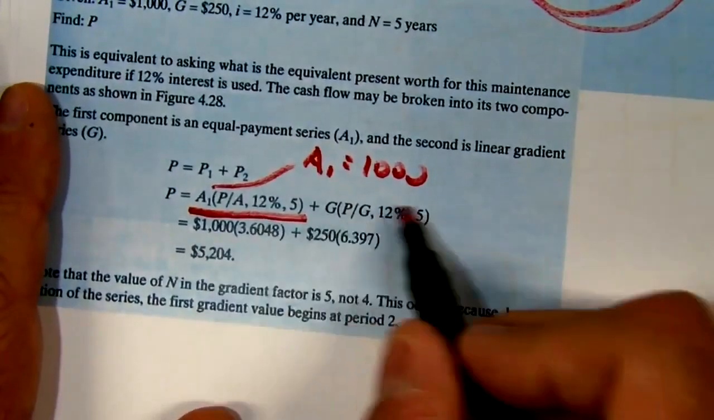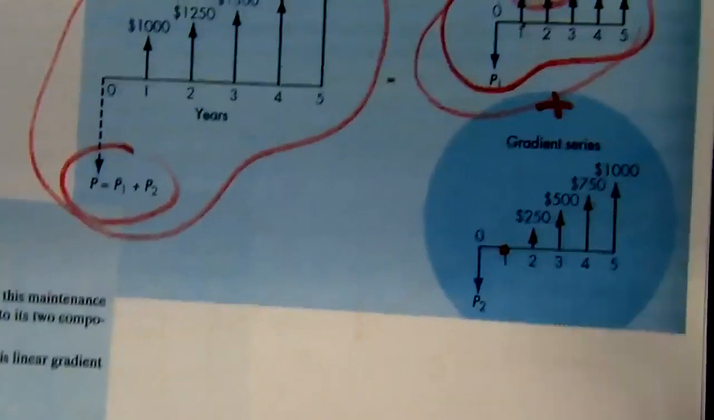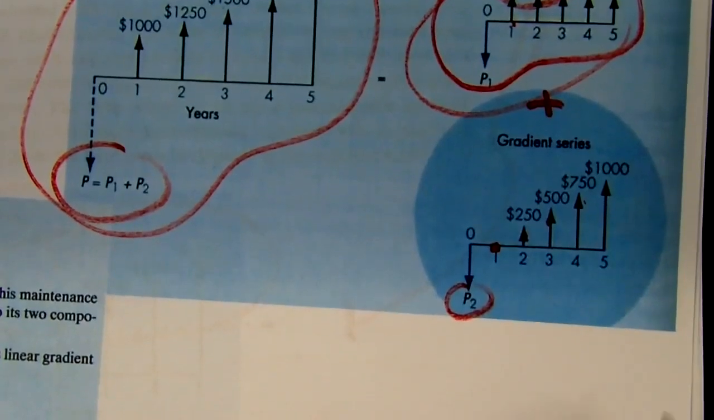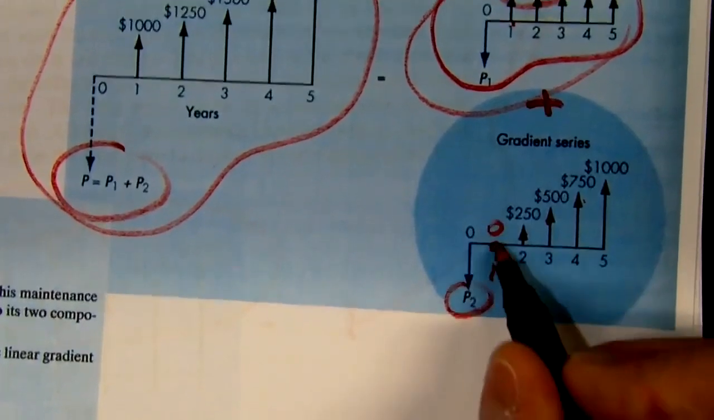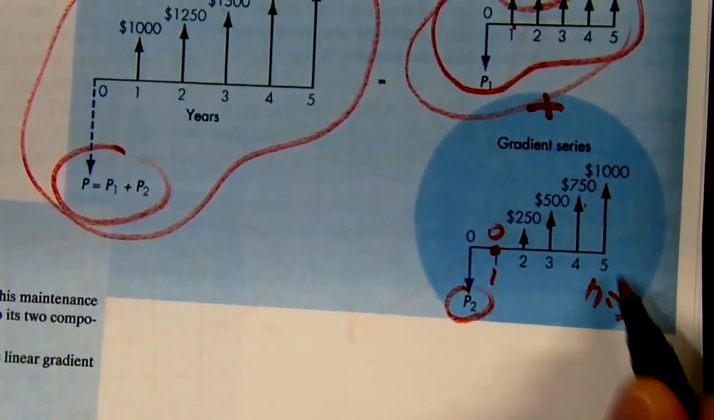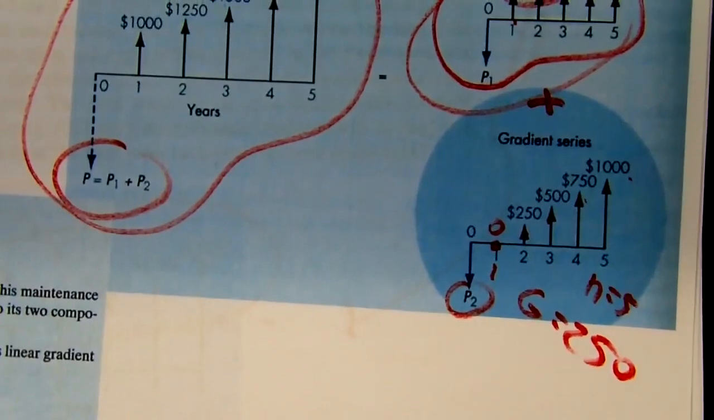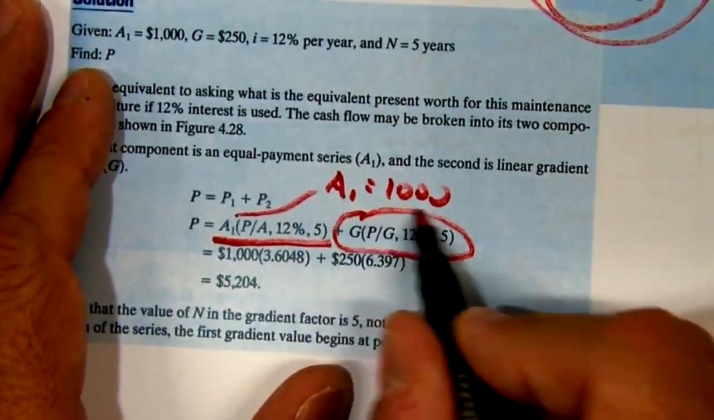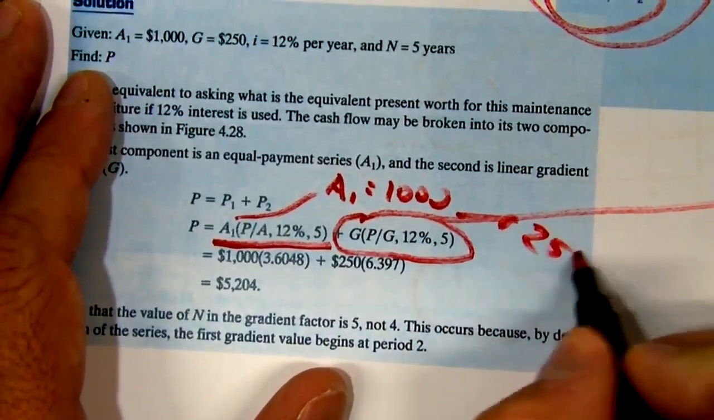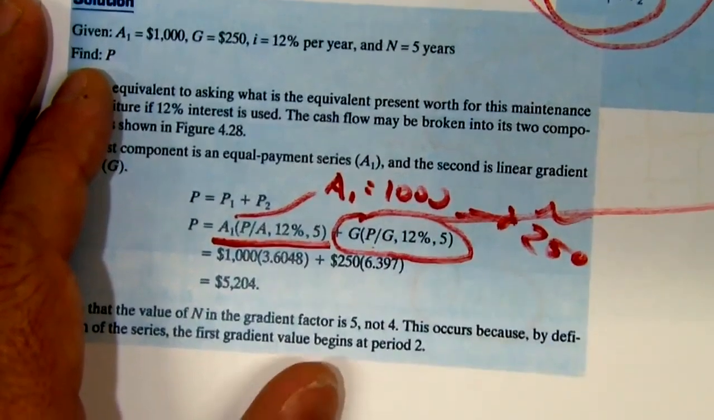But then you also include the gradient calculation, because the second portion of your initial investment is equivalent to the gradient which starts from 0 at period 1 and goes up to 1,000 at n equal to 5. So it goes up by a quantity of 250, G equal to 250, in every step. This is summarized by G, which is your 250. And then you apply the P given G, 12%, 5.